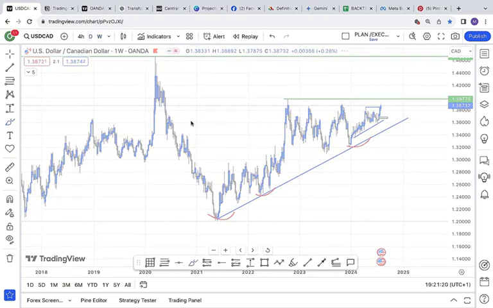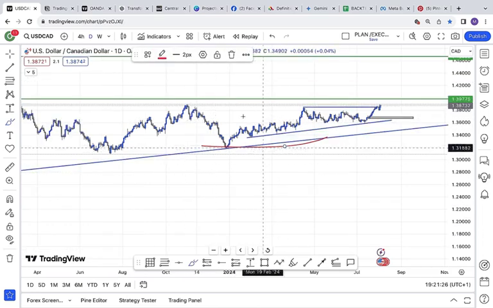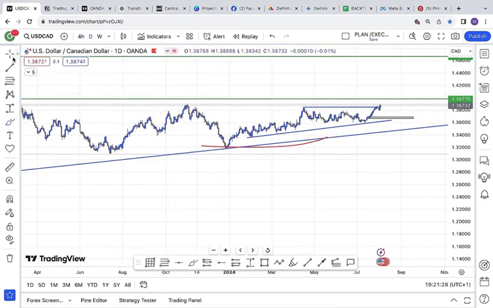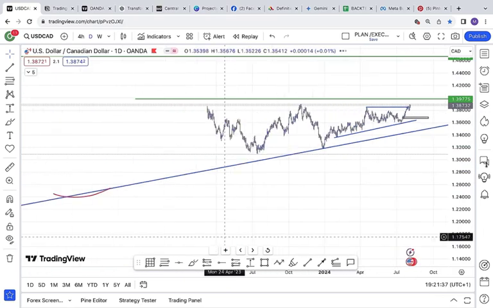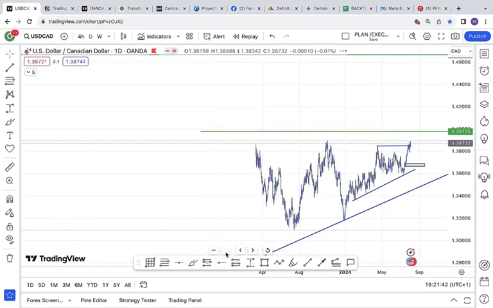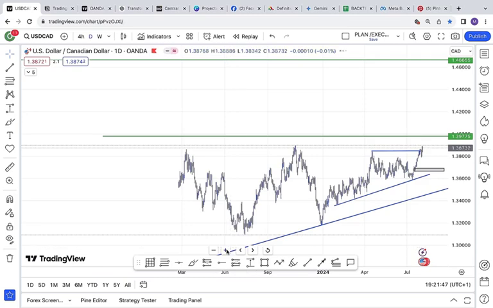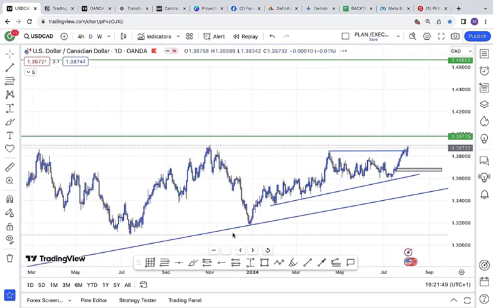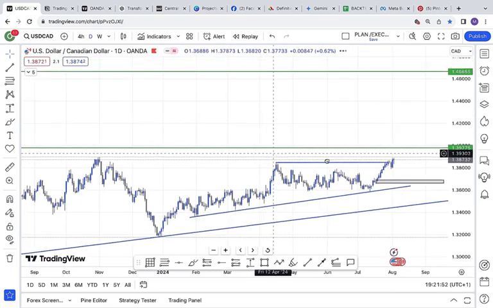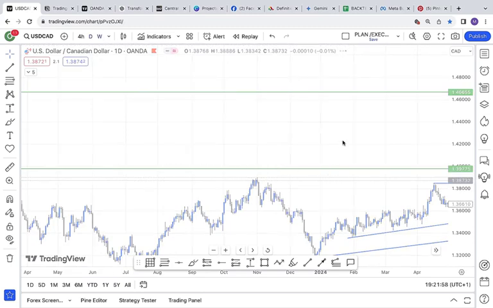Moving on to the daily time frame, what are we looking at on the daily time frame? On the daily time frame, we have this buy side liquidity I spoke about on the weekly, and we have this equal high. This is a weekly equal high. Let me show you. This is a weekly equal high.